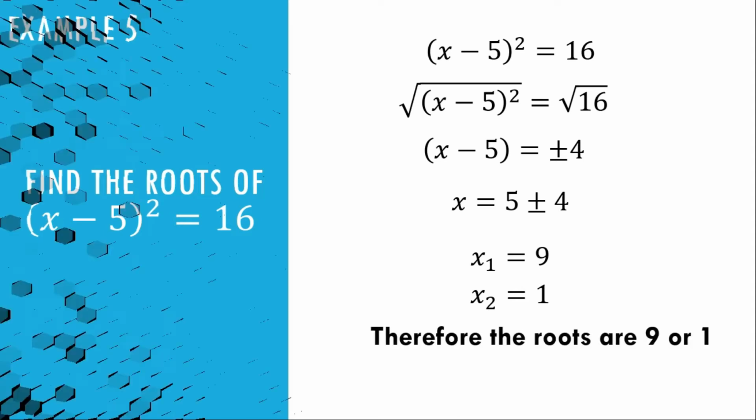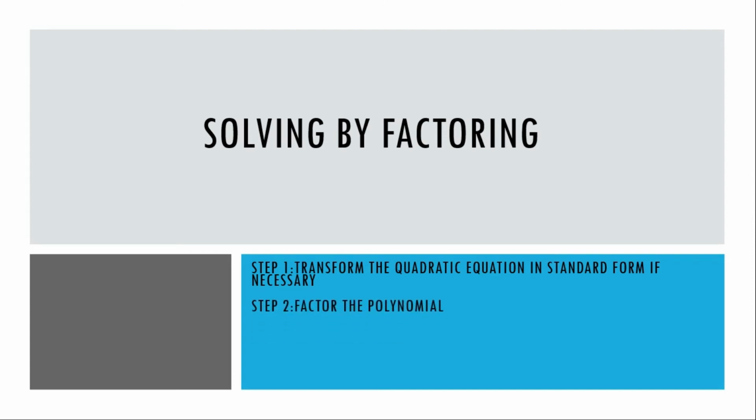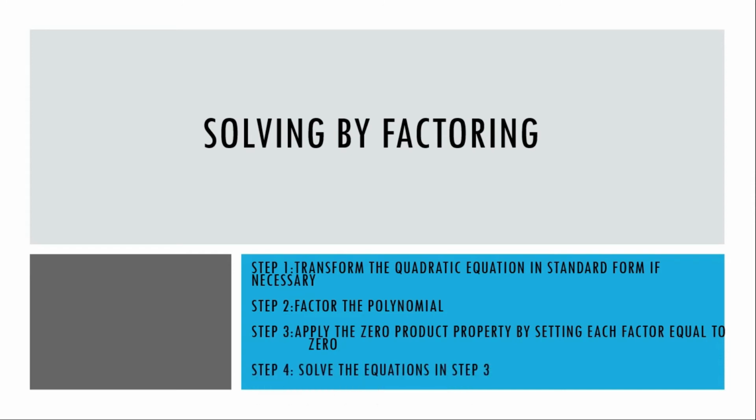Okay, another one is solving by factoring. So, meron tayong steps dito para ma-solve natin by factoring isang quadratic equation. We have 4 steps. Step 1, transform the quadratic equation in standard form if necessary. Step 2, factor the polynomial. Step 3, apply the zero product property by setting each factor equal to 0. Step 4, solve the equations in step 3.